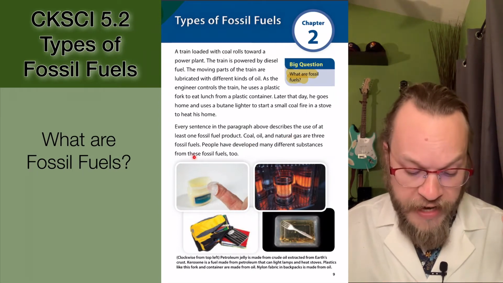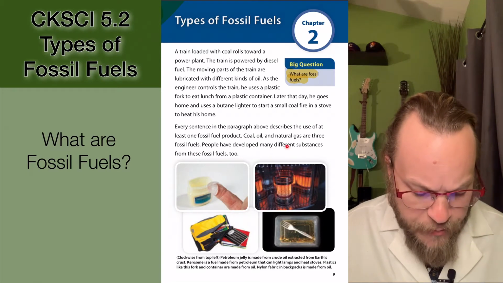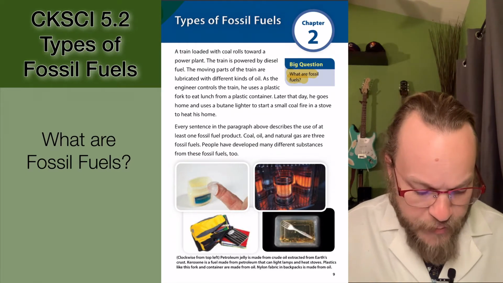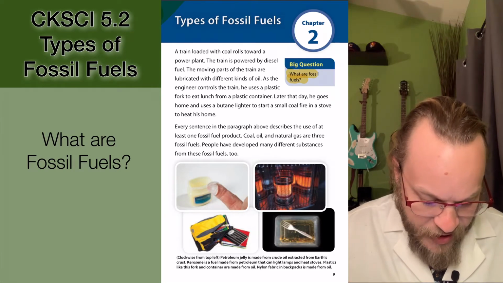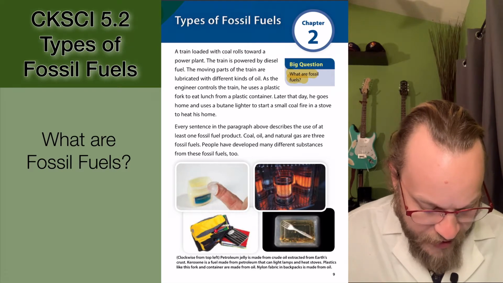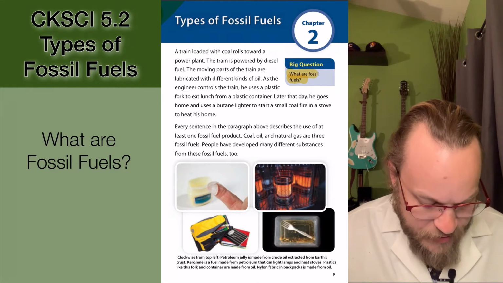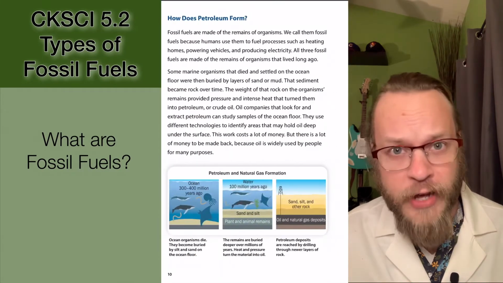Coal, oil, and natural gas are three types of fossil fuels. People have developed many different substances from these fuels too. So you've got Vaseline, you've got propane, you've got the plastics for a fork and for a container, and even some school supplies are made with plastics derived from fossil fuels.